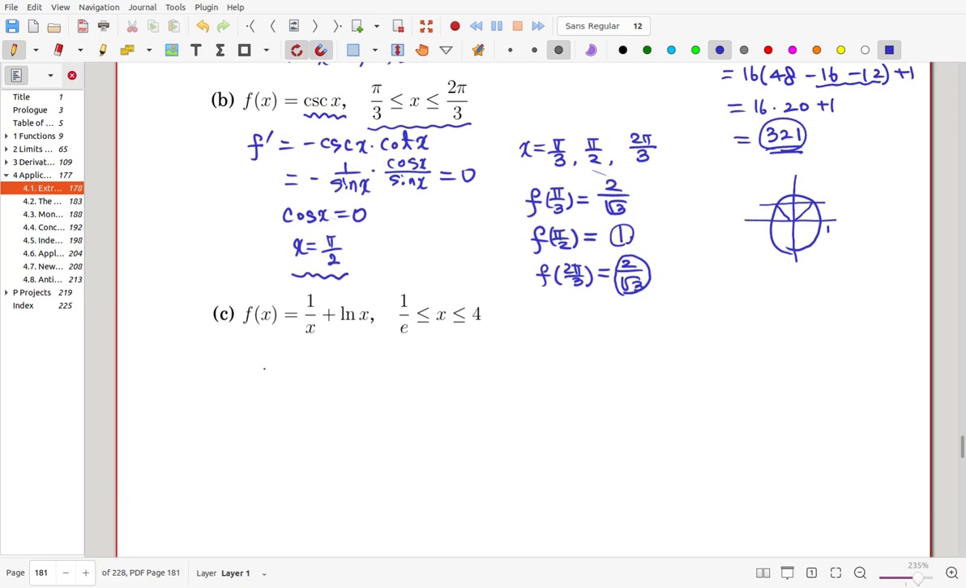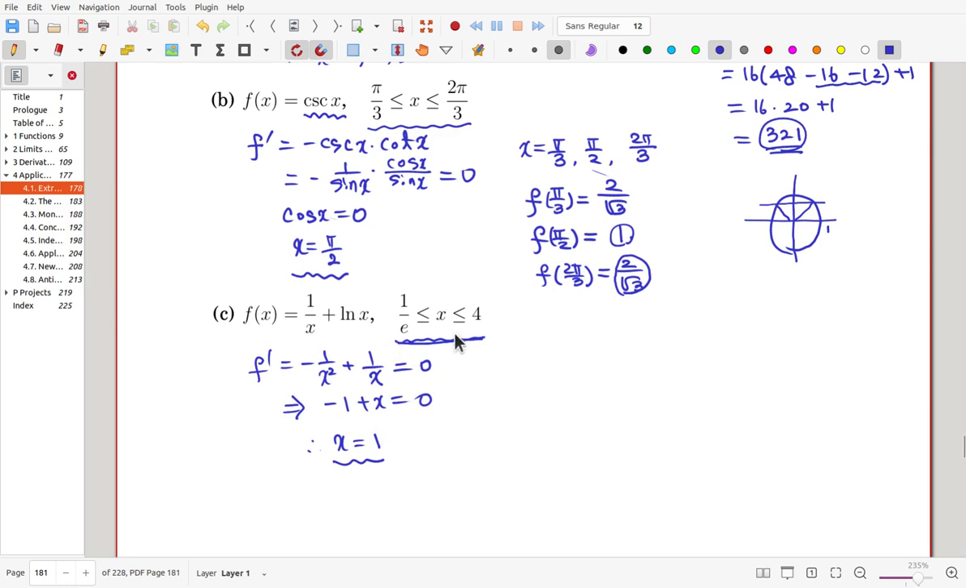Now for that problem, again, you can do it the same way. The domain is a closed interval, and f of x is given as 1 over x plus logarithm x. So f prime is minus 1 over x squared plus the derivative of natural logarithm of x, which is 1 over x. Since x is non-zero, you can multiply by x squared on both sides. Then we have minus 1 plus x equals 0, so x equals 1.